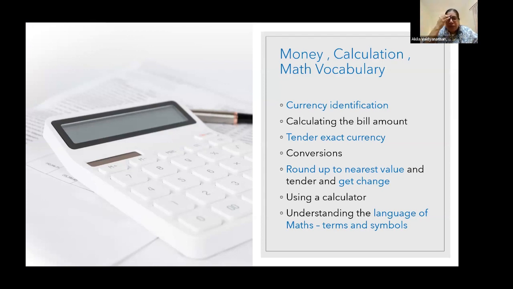Whatever. Initially, we are not looking at them rounding up to 30. This bill is 33, so I'm going to give 35. That's a complicated process. Right now, we're looking at rounding up to the nearest whole currency. If it's 33, then they pay 50 rupees and get the change, because that's the nearest currency note which goes up. Then using a calculator and understanding the symbols. All these are part of it.